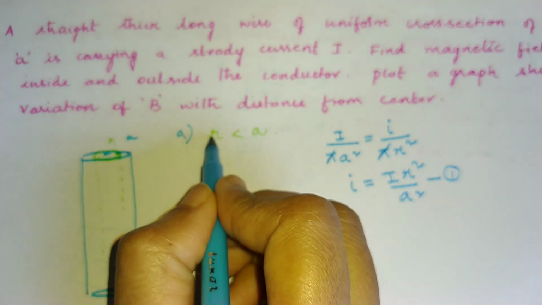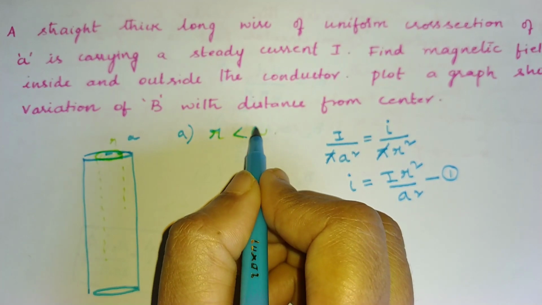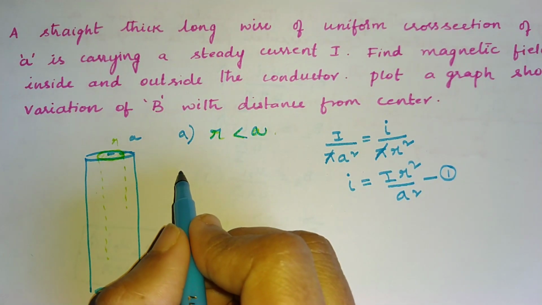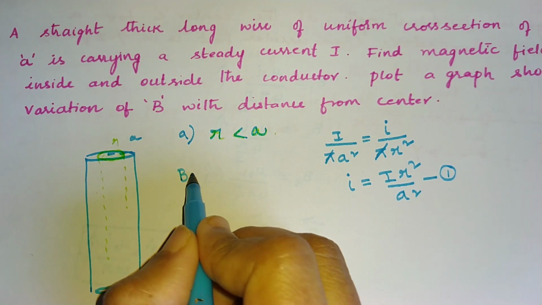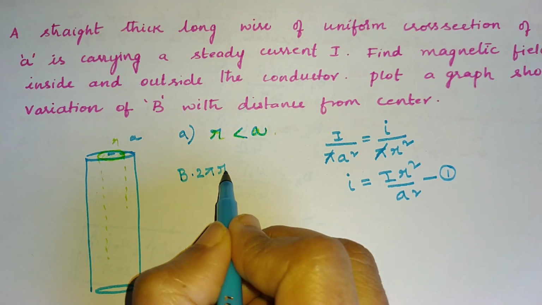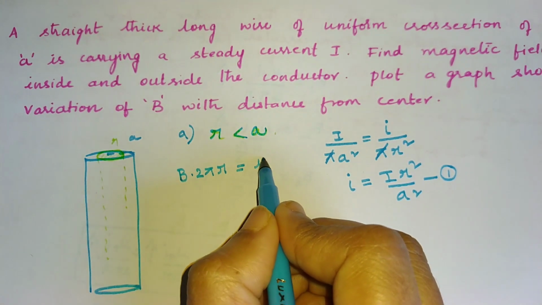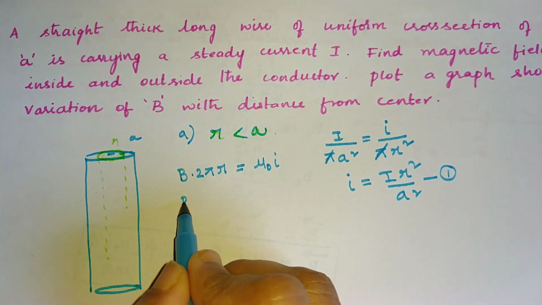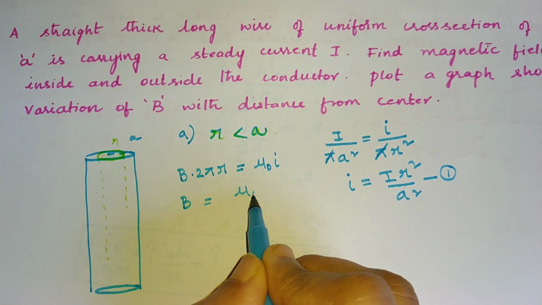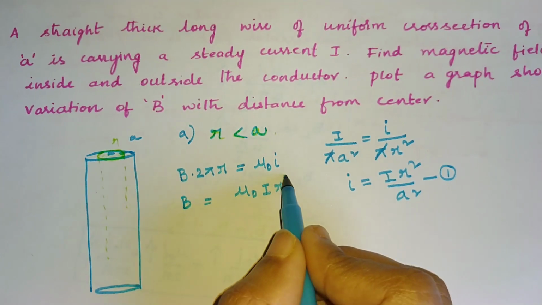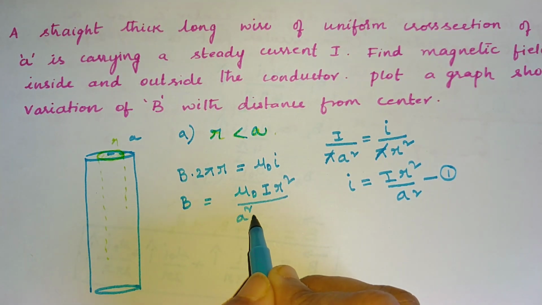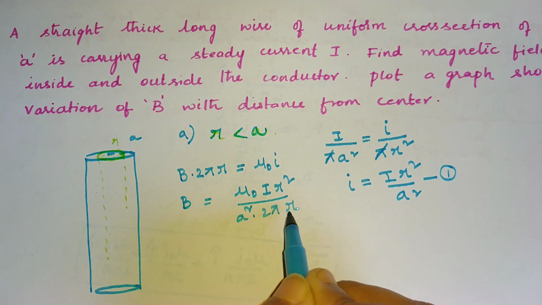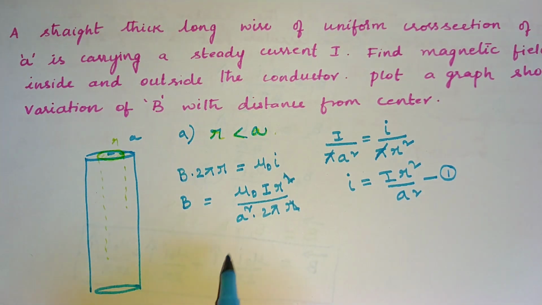Okay, for the first case when r is less than a, now apply Ampere's law. Integral B dot dl. I am directly writing B into 2 pi r should be mu naught times the current. Okay, current is I, I'll replace this. So B is equal to mu naught capital I into r square by a square by 2 pi r. r and r get cancelled.